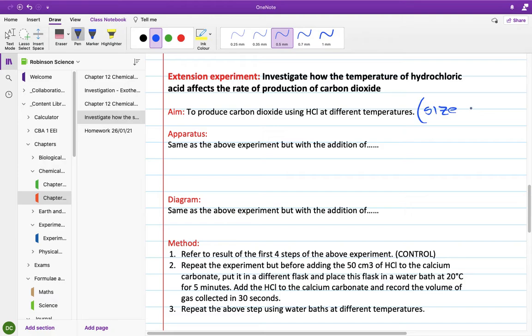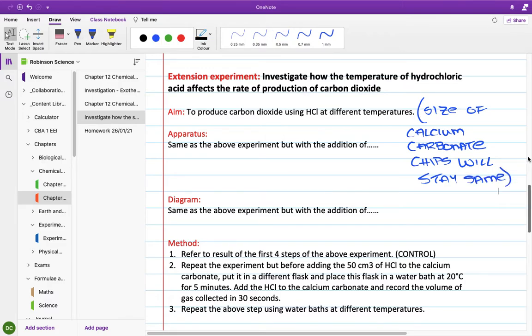Size of calcium carbonate chips will stay the same. We'll probably just go with the biggest ones because they don't have to be manipulated. That's just what comes out of the packet. So that's probably what we'll go with.